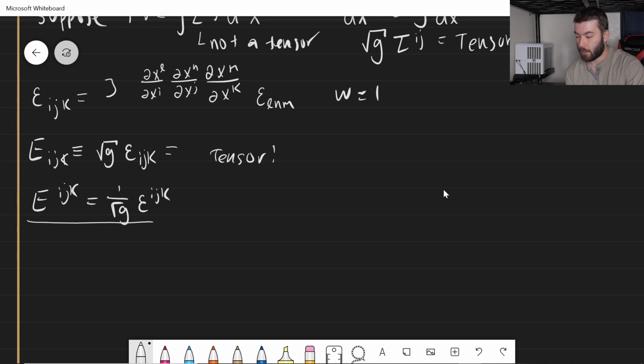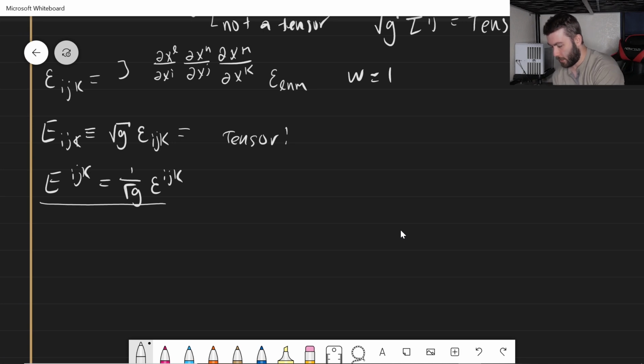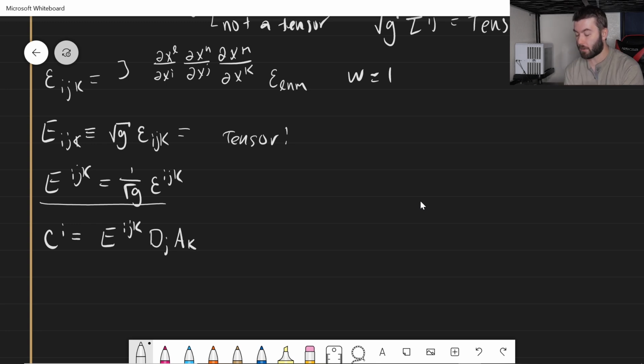So now we can finally implement our usual prescription for promoting vector calculus operators to things that are more covariant. So we're going to say we have 3 upstairs indices and we're going to have 2 downstairs indices. So the object that we're going to define is going to be a contravariant vector, the contravariant component of the curl. So I'm going to call that Ci is equal to E ijk, covariant derivative of the jth coordinate and then the kth component of the covariant vector A.